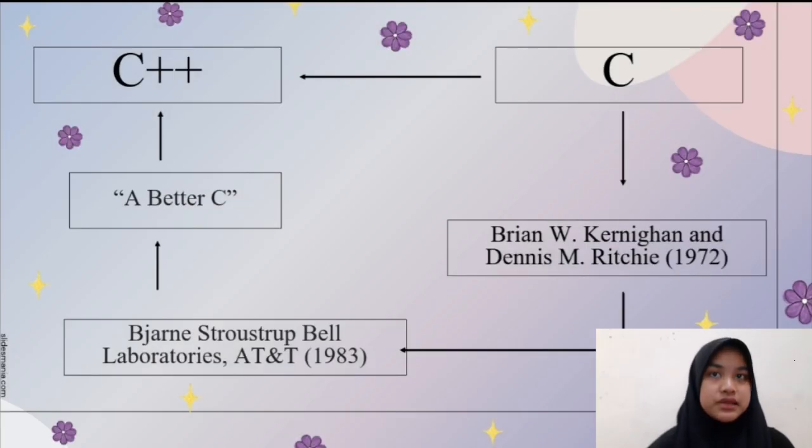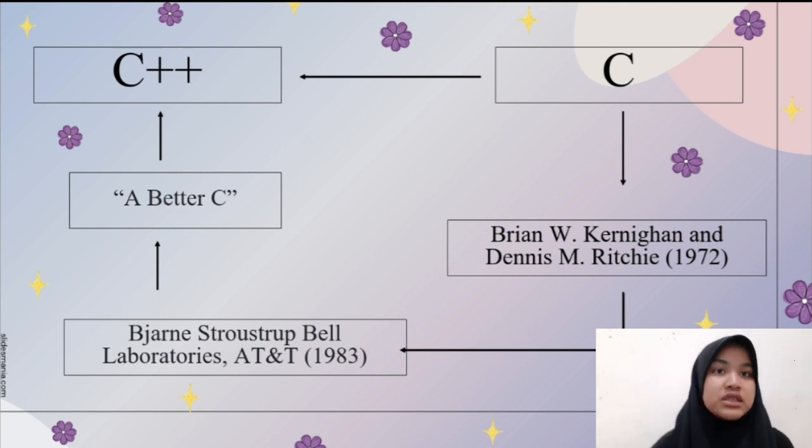Next is C++. Talking about C++ usually cannot be separated from C, its predecessor language. C's creators were Brian W. Kernighan and Dennis M. Ritchie around 1972. And about a decade later, C++ was created by Bjarne Stroustrup of Bell Laboratories, AT&T, in 1983. C++ is fairly compatible with C, its predecessor language.